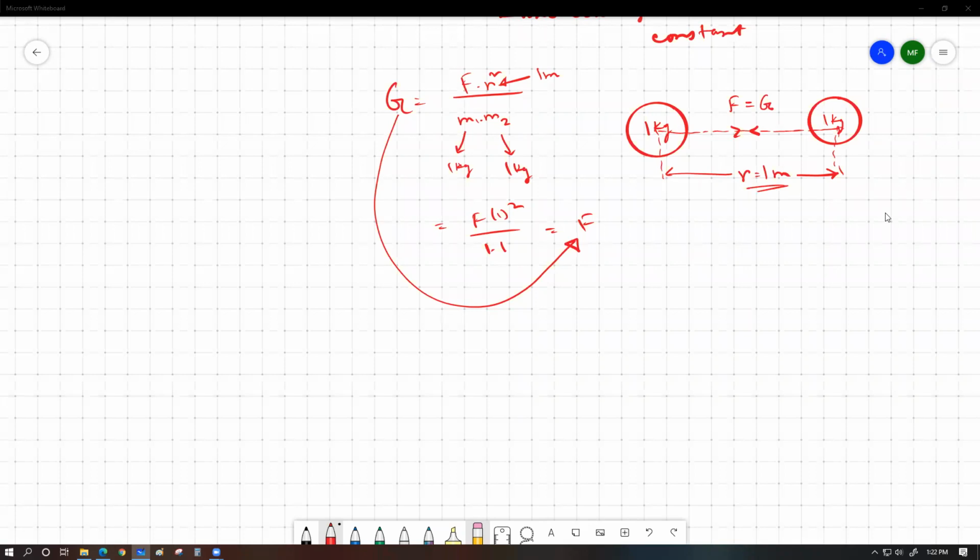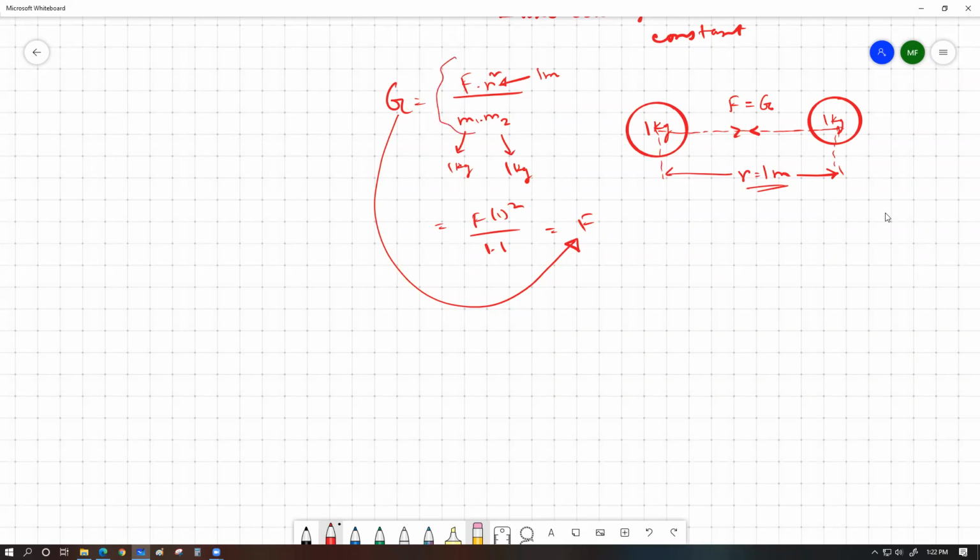So that was the universal gravitational force constant. From here, if we try to derive the unit, the unit of this universal gravitational constant can be obtained from this expression. Let me use a different color maybe. So if I go from here, G would have a unit of Newton meter square per kg square.